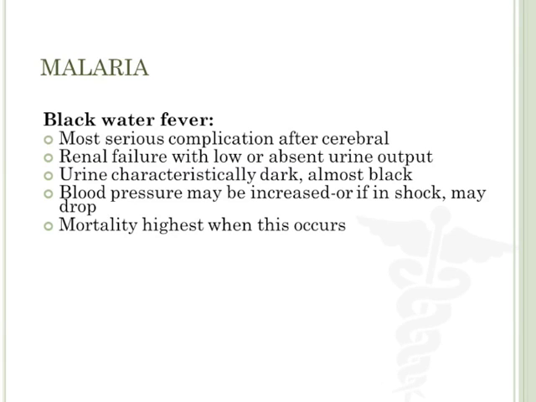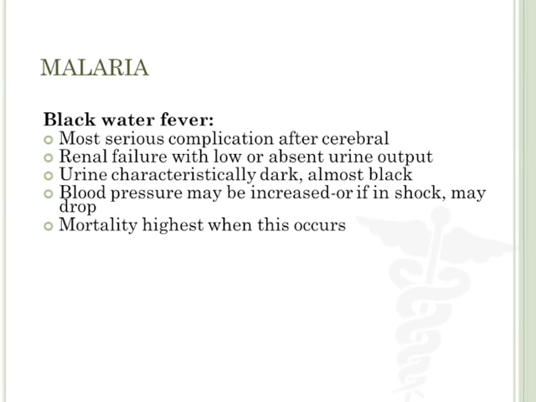Most serious complication probably is black water fever, other than cerebral complications. This basically is just a renal failure with malaria affecting the kidneys. And urine, of course, is very, very black. This is from the amount of blood that's been hemolyzed in it, and I think it's the hemolysis of blood that causes the renal failure. Blood pressure may be increased. Of course, if you're in shock, it'll go down, but usually increased. And mortality is pretty high when you have black water fever. It's also quite high with cerebral malaria.